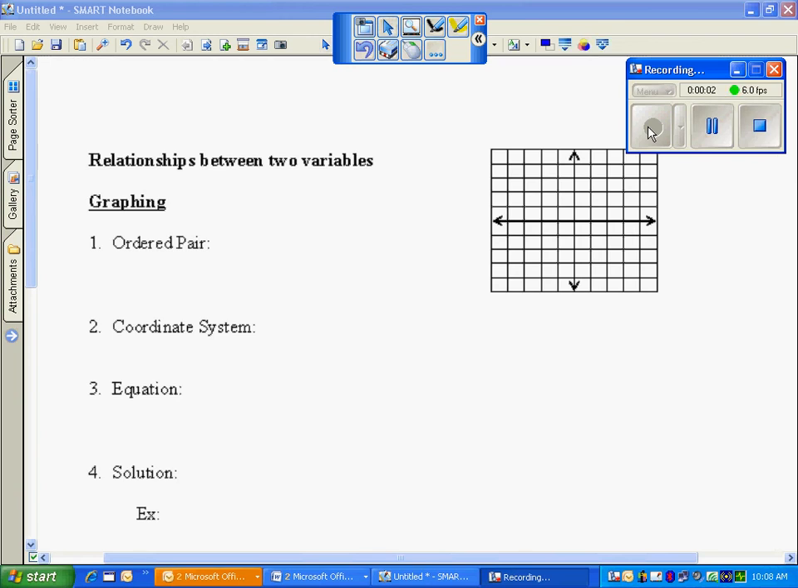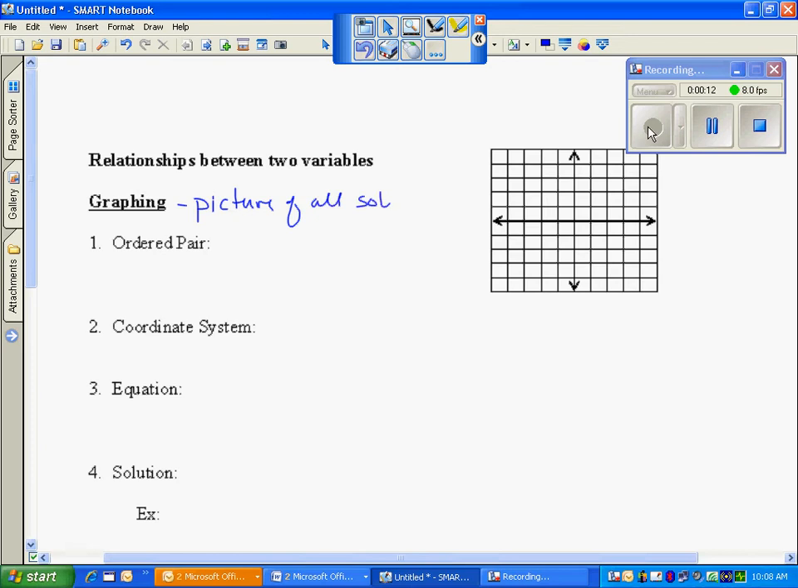To look at a relationship between variables, we want to look at a picture or a graph. And a graph is just going to be a picture of all what we're going to call solutions. Now solutions are going to come in an ordered pair that looks like an x and a y, and this is going to be in some sort of relationship. So let's just look at what an x comma y ordered pair would look like.